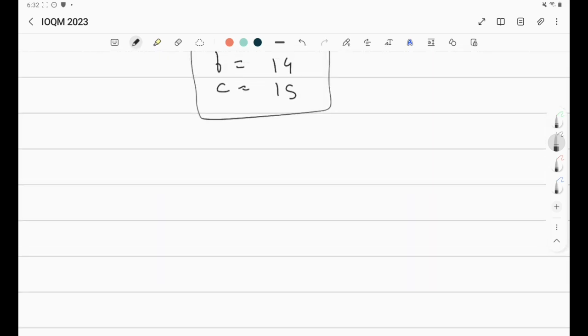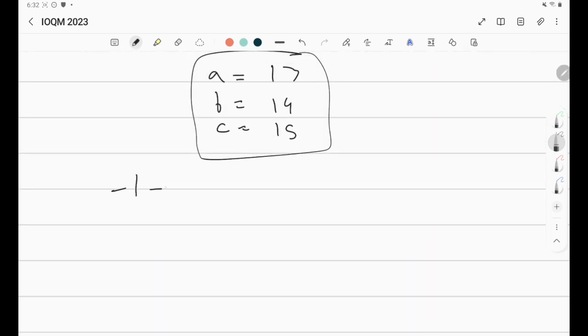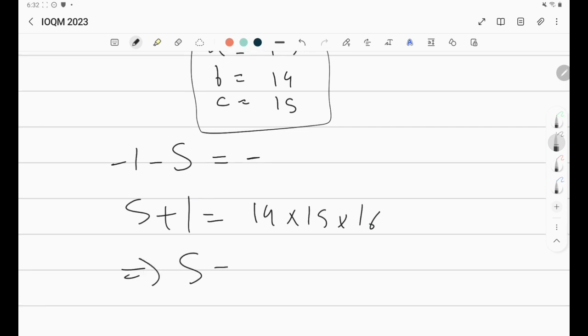So that means, let's return here. That means that -1 minus, let's call it s, p plus q plus r, this thing is going to be equal to, remember, we already have (x minus 13)(x minus 14)(x minus 15). So if we plug in -1, that's going to be negative, negative, negative, so negative here. In fact, you're just going to have s plus 1 is equal to, and what was it? -1 minus -13, so it's 14, times 15 times 16. Okay, very good. You can easily now find s.